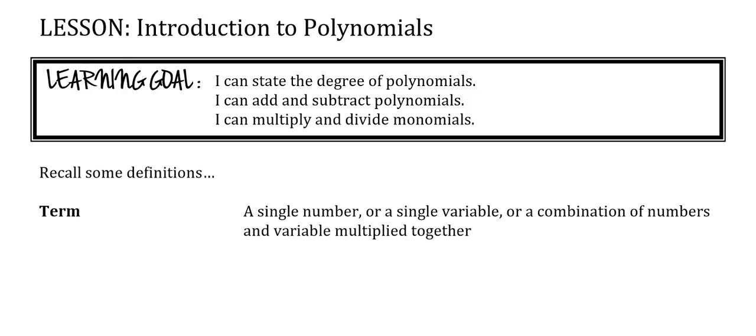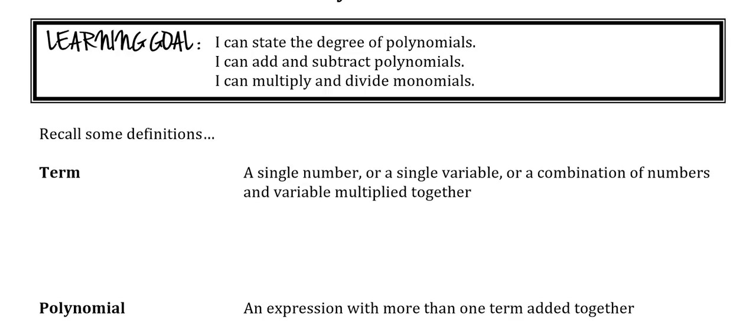Okay, so here's some review from grade 9 about algebra and polynomials and what we know about them. Some definitions to make sure that you understand the words being used in class. So a term is a single number or a single variable or a combination of numbers and variables multiplied together.